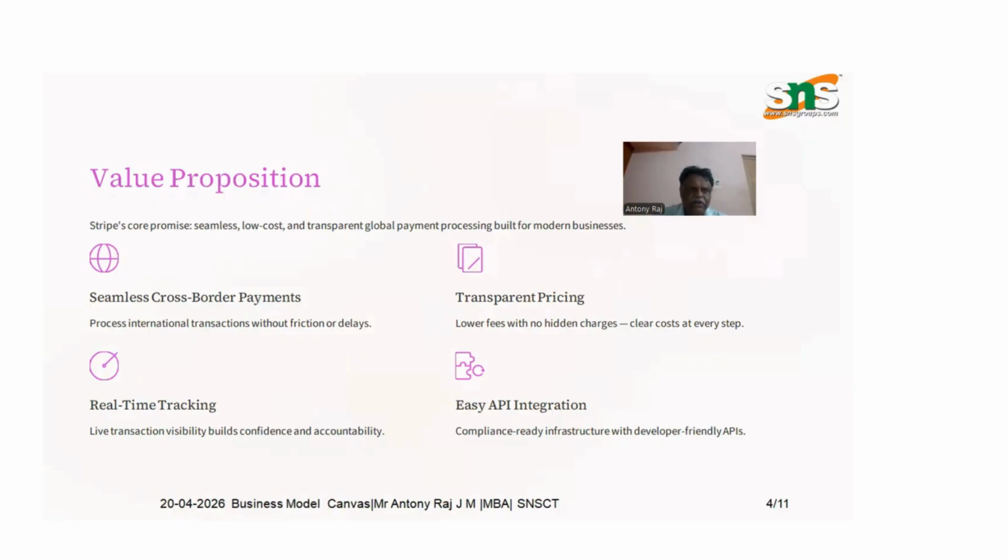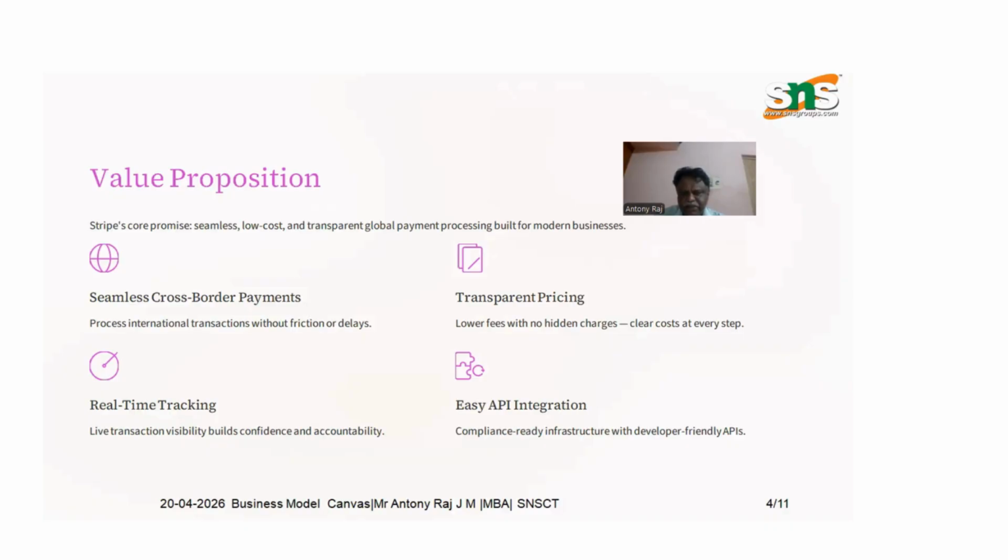Now let us see the first part of the business model canvas, the value proposition. For every product or service of an organization, the value proposition is the key factor. I would say it is the front and core thing. What was the value proposition offered by Stripe to SMEs? One is seamless cross-border payments, where transactions happen without friction or delays. Second is real-time tracking. Using dashboards, they were able to track in real time, which builds confidence as well as accountability. Third, the pricing was very transparent, so there were no hidden charges. The customer clearly knew what to pay and how much.